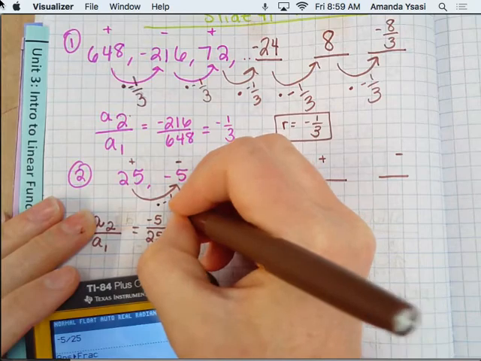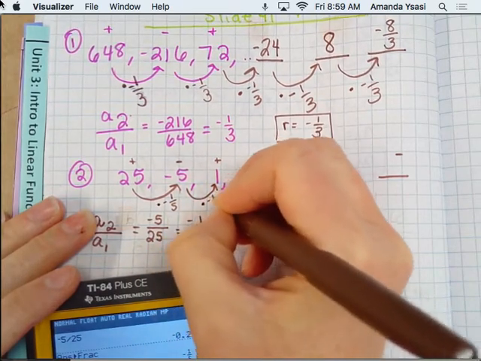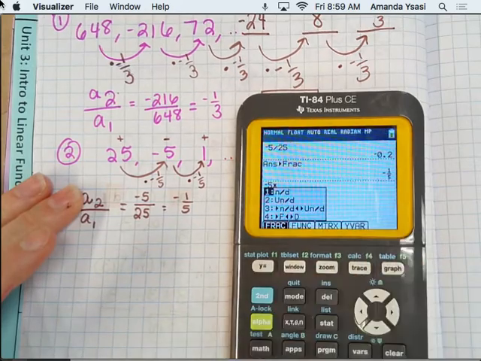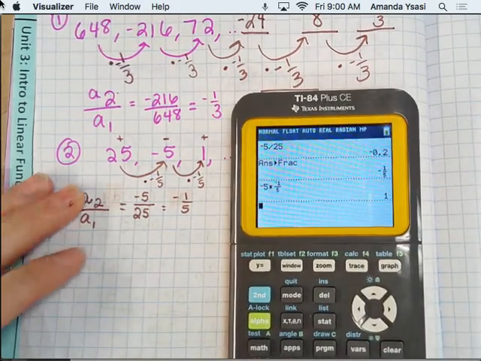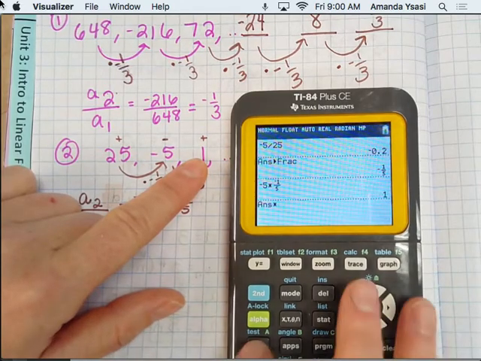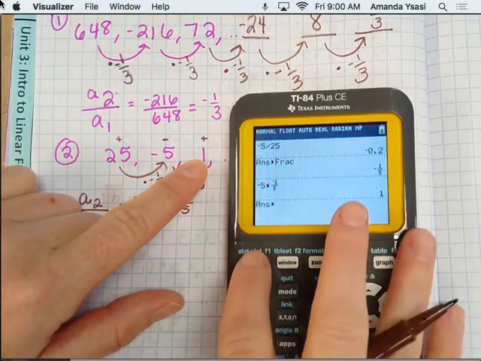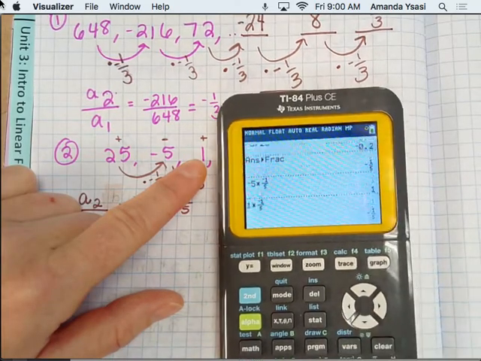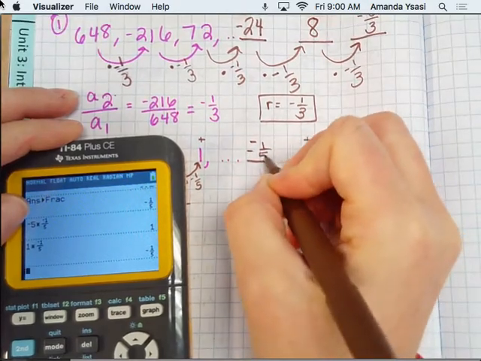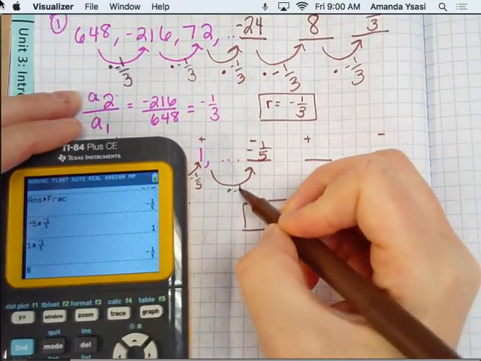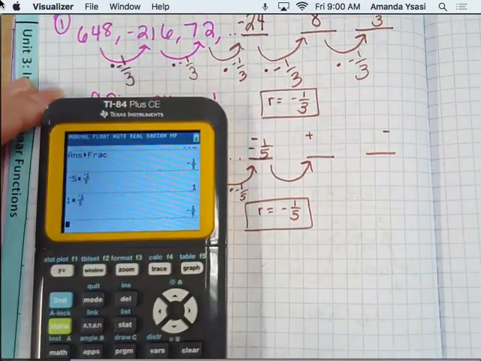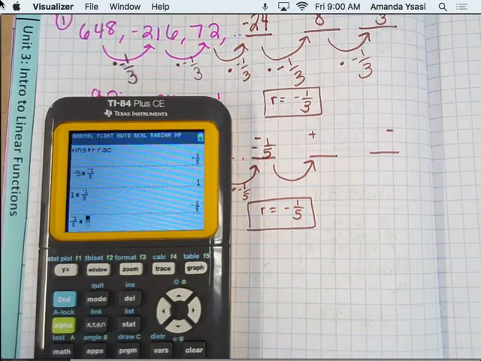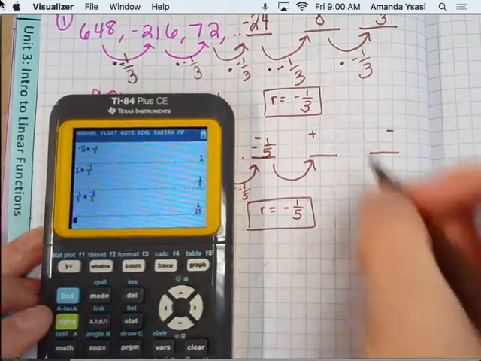So this is times negative 1/5. To get to this one should be times negative 1/5. So we do negative 5 times negative 1/5. It's 1. So that works. Now we're going to multiply 1 times negative 1/5, which is negative 1/5, and times negative 1/5 again. It's our previous times negative 1/5. 1/25.